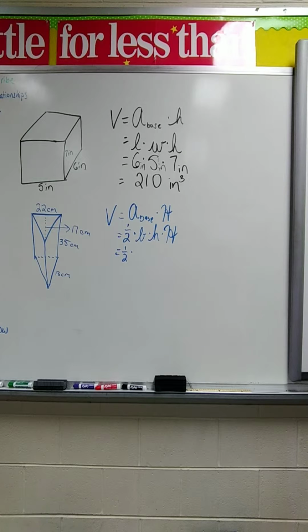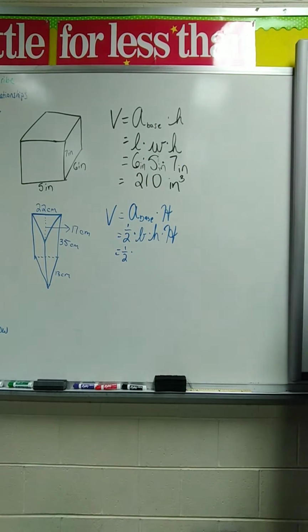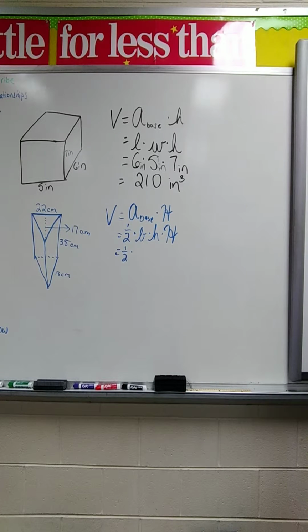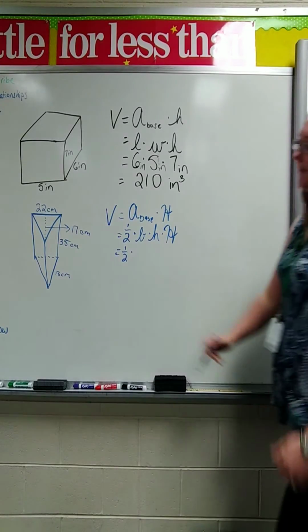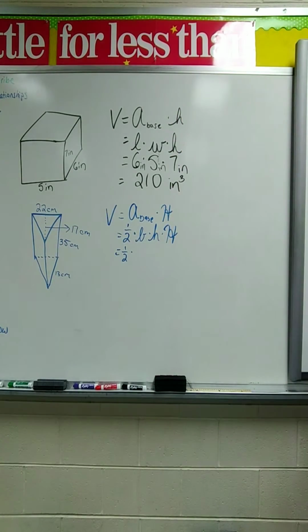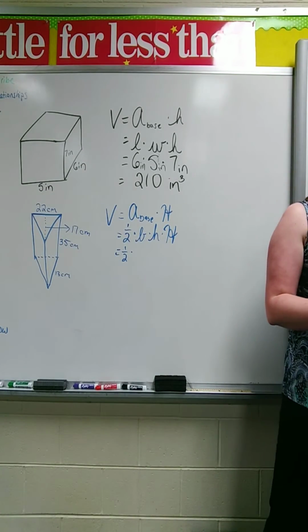Which dimension from my image would be the base of my triangle? Which number from my picture represents the base of my triangle? Not the 13. The base is the edge that the height runs into. So if I have the height drawn here for my triangle, what dimension does that run into? The 22. So the dimension that represents the base of my triangle is 22 centimeters.